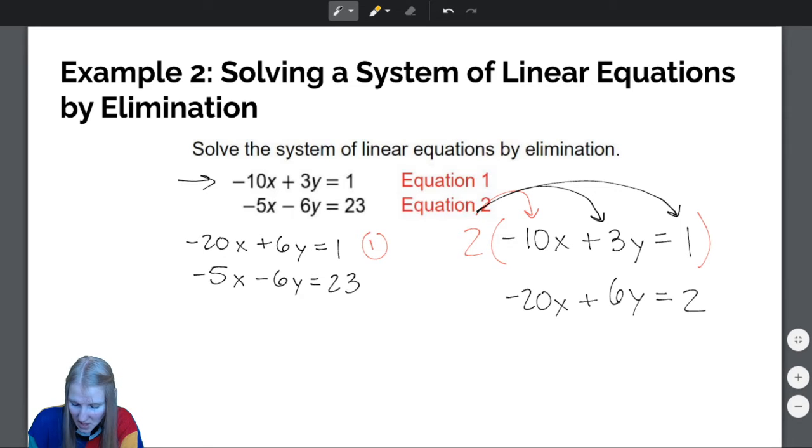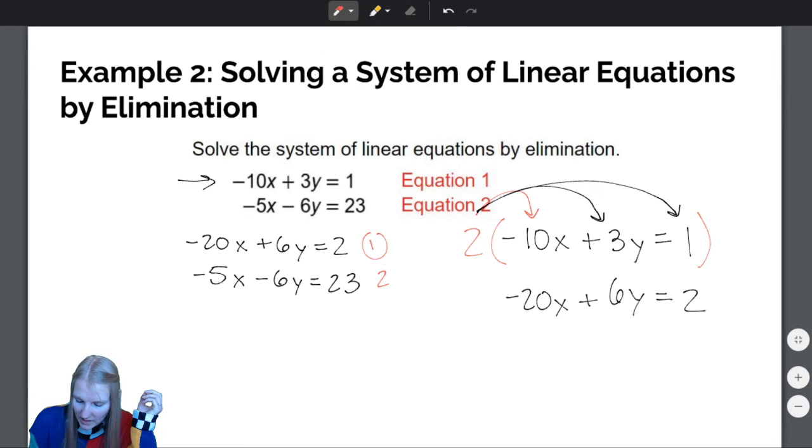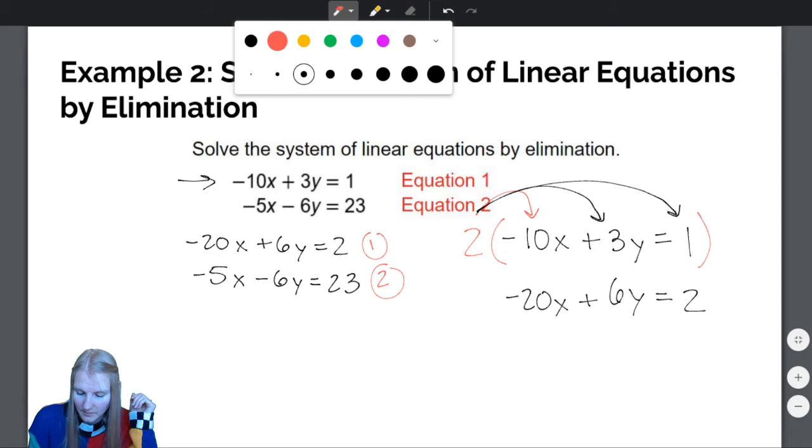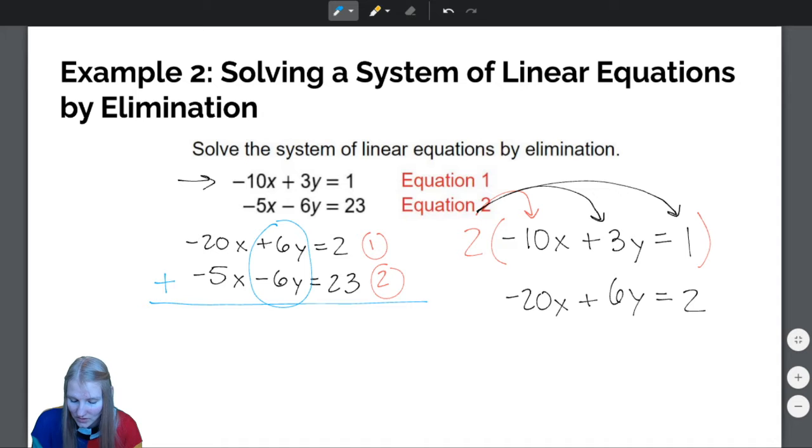This one stays just the way it is. Oh, whoops, I'm sorry. That should be a 2. Okay. And so we haven't done anything to equation number 2. It is exactly how it was in the beginning. Now, look at that. Plus 6y minus 6y. So now when I add these equations together, my y's are eliminated.